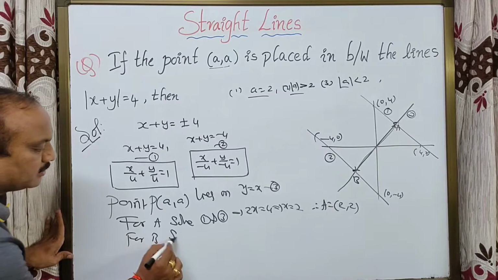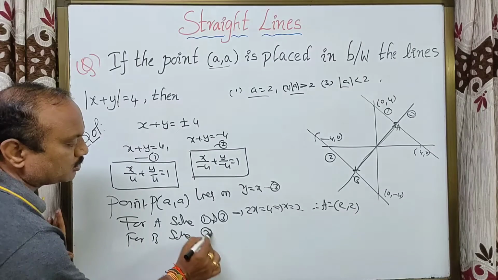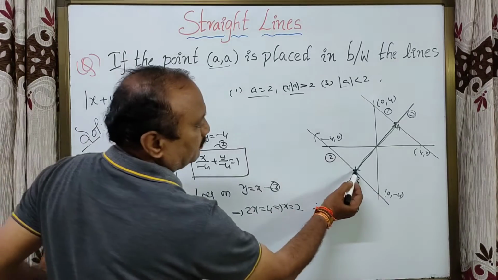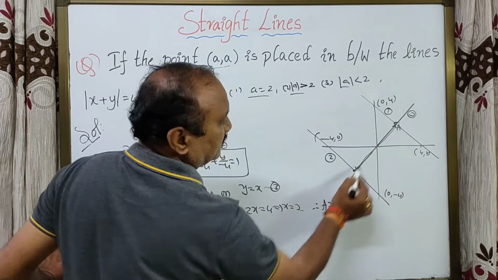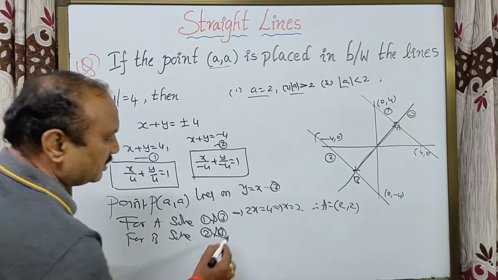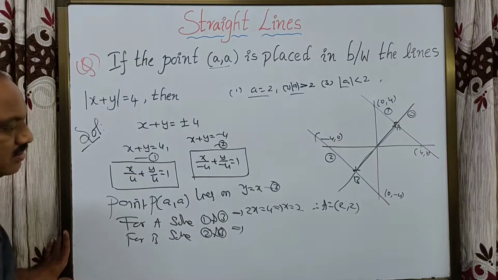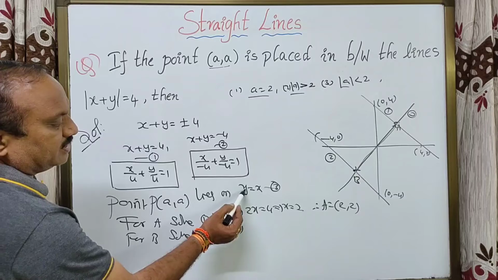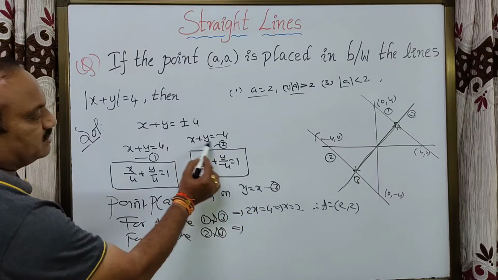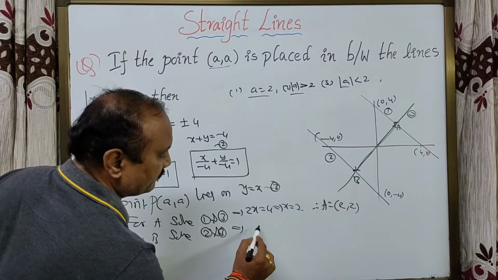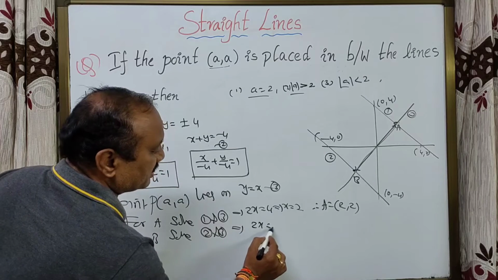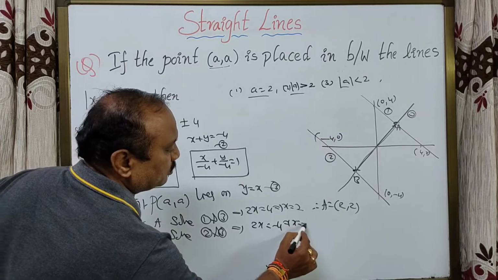For B, solve lines 2 and 3. B is the intersection point of this line and this line. We call this line 2. This line is 3. Dear students, line 3 is y = x. Substitute y = x in line 2. x + x = 2x. 2x = -4. x = -2.